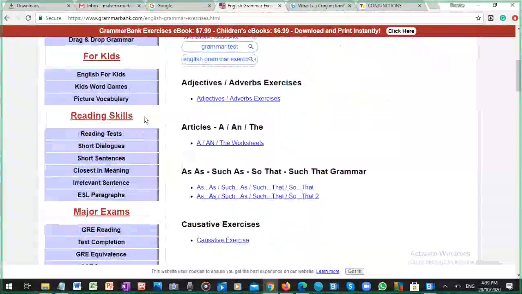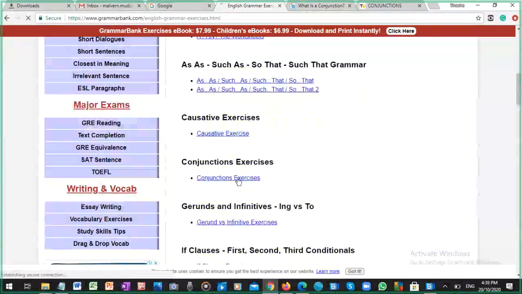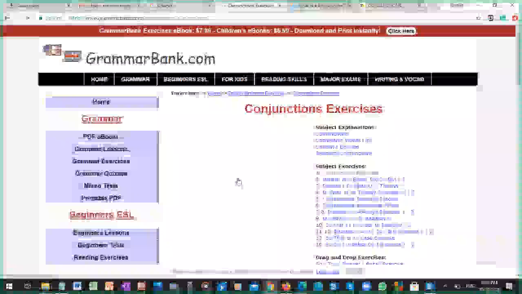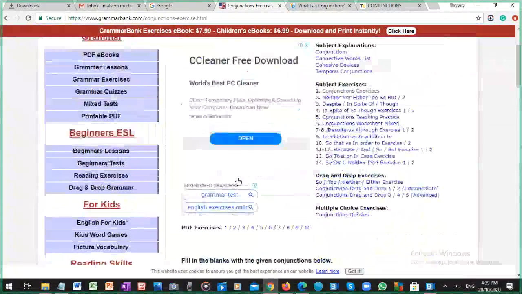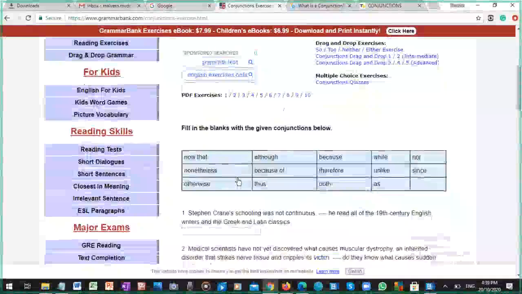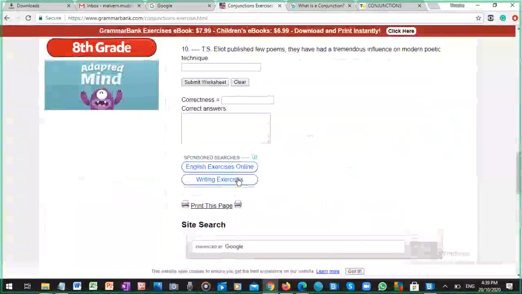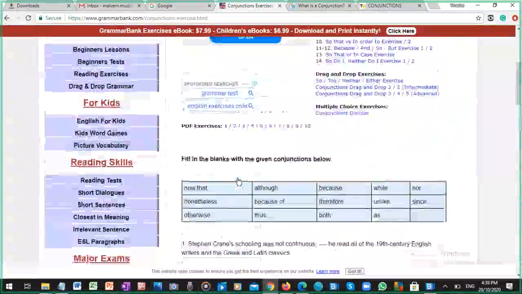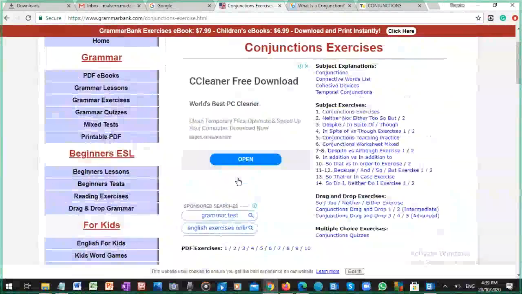So today we're going to be doing conjunctions, right? Is that okay? We are just going to be doing exercises on conjunctions. Then I'll be correcting you where you go wrong. Is that okay? Can you hear me? I can hear you.